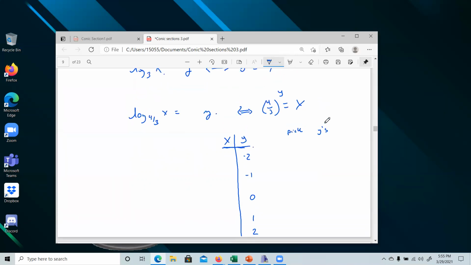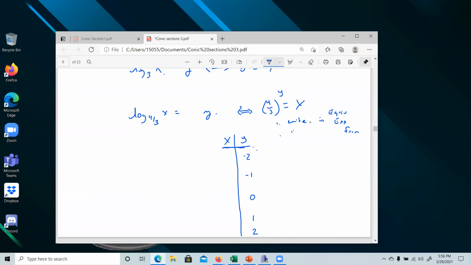So what we're going to do is pick our y's. Our first step is to write in equivalent exponential form, because that's the only way we're unraveling this. Our second step is we're going to pick our y values here.